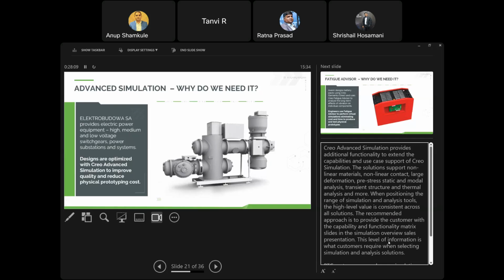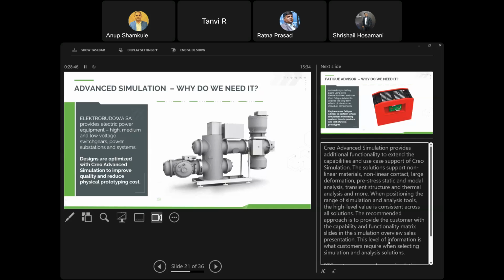Now, to get into other advanced capabilities: in Creo Simulation you have static structural analysis, steady state heat transfer and modal analysis. If you want to get into nonlinear analysis, such as elastoplastic materials, and also transient heat transfer and vibration analysis, all those things can be done in Advanced Simulation, where you can conduct more in-depth analysis.